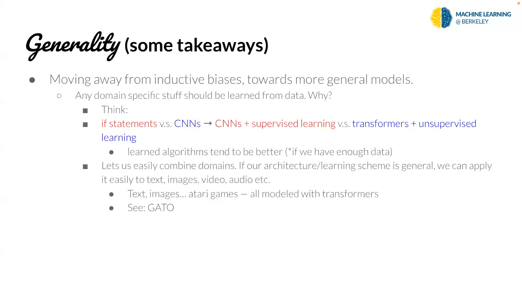So, some takeaways on generality. When you move away from inductive biases, you get more generalizable, or just more general. Because you've assumed less, you can say more. When you know certain things to be true, it actually restricts a model. But when you know fewer things to be true, you can say a much broader array of things. One way to think about this analogy is like an if statement versus a convnet. In this case, a CNN plus supervised learning is to an if statement as a transformer plus unsupervised learning is to a convnet. Learned algorithms tend to do better if we have enough data.